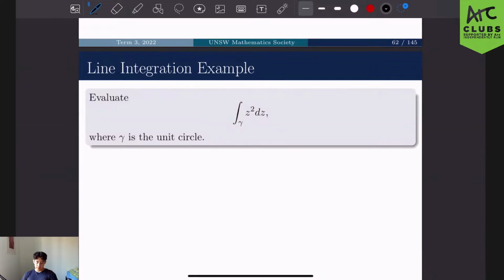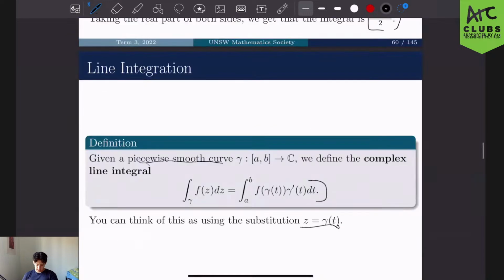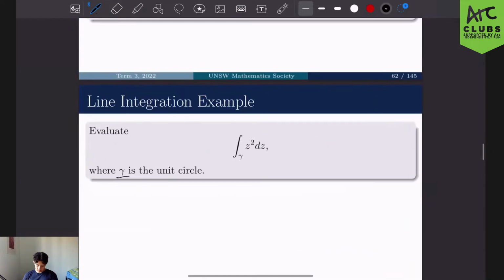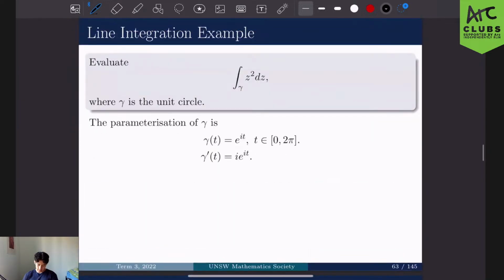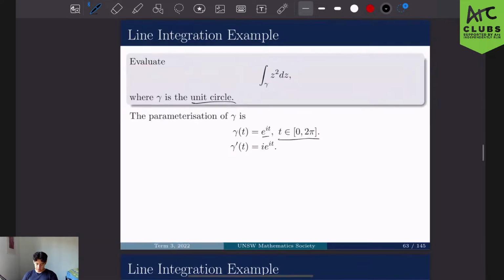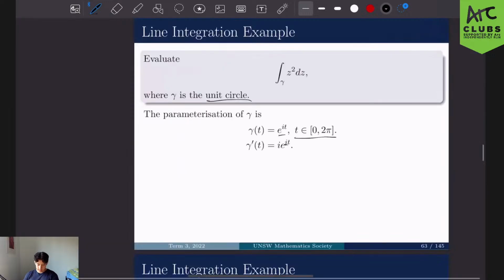Moving into the first example, evaluating this, where gamma is given as the unit circle. Using our formula here, we first define gamma. As it is the unit circle, it's just e to the it, you should know this, with this range of t. Then we differentiate because that's what we need for our formula, differentiating with respect to t, so we just have this i carried down.